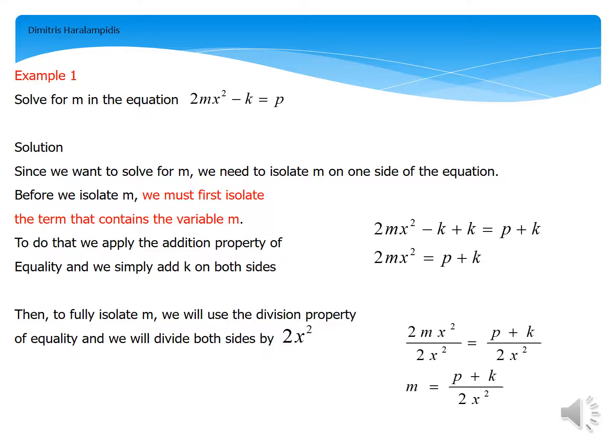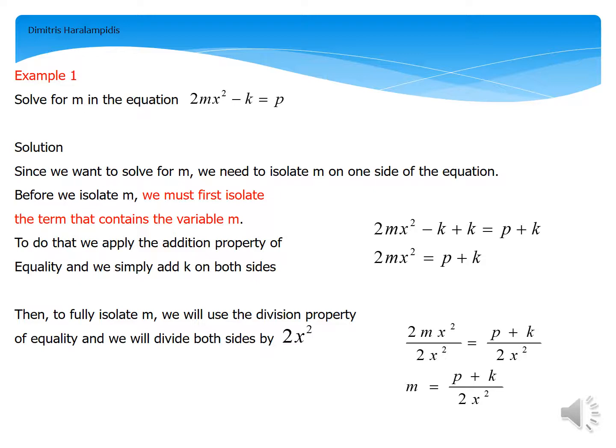So, in order to isolate it, we will need to apply the addition property of equality and simply add k on both sides. By doing that, we get that 2mx squared minus k plus k equals p plus k. K's on the left side of the equation are cancelled out, and we get the equivalent equation 2mx squared equals p plus k.